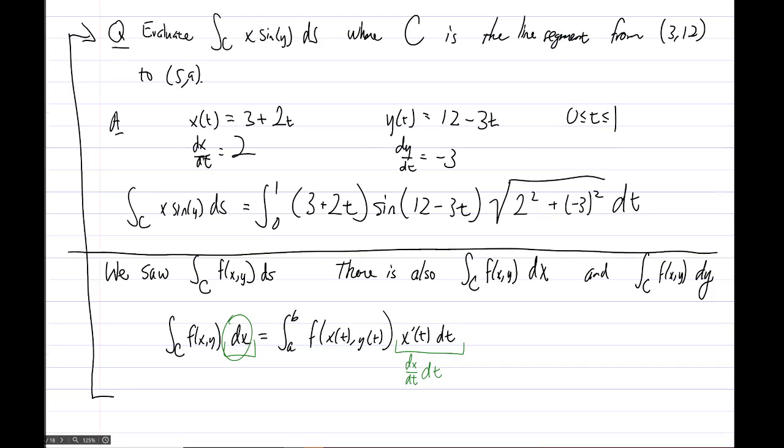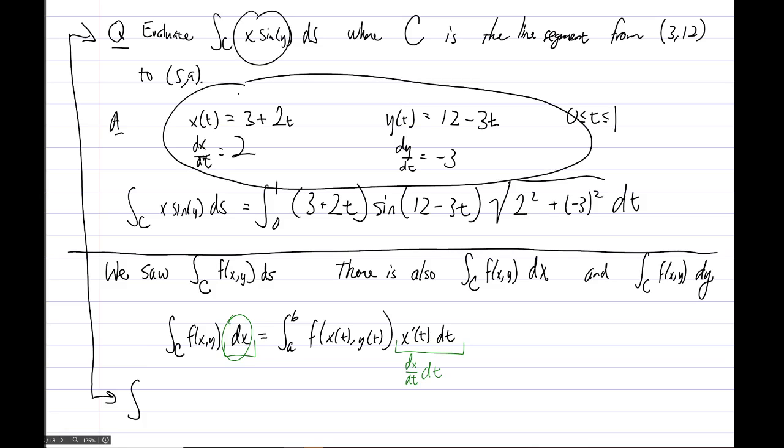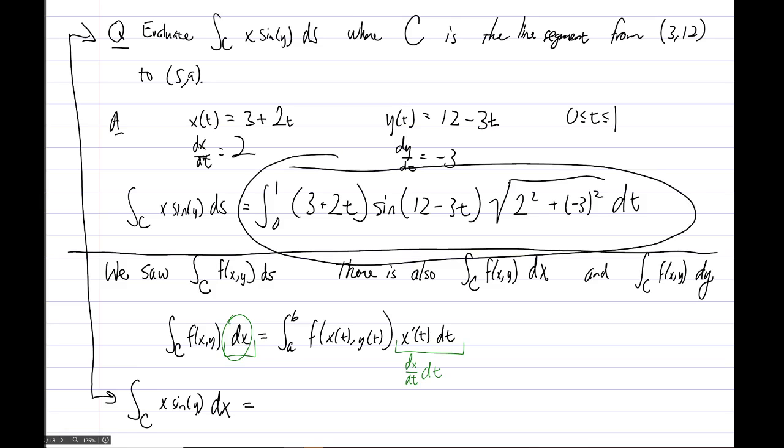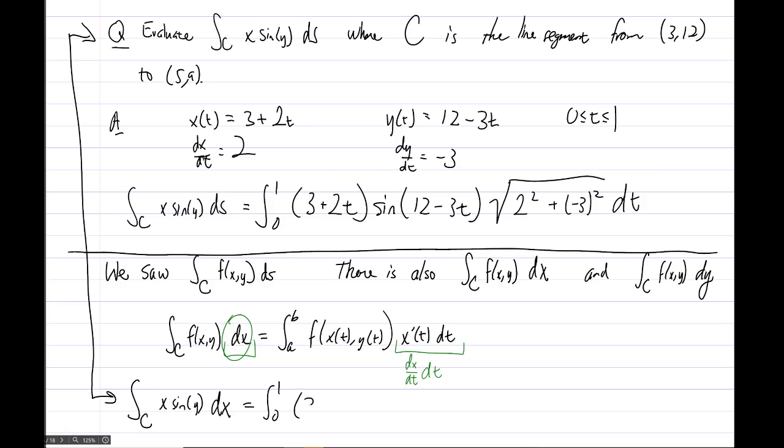So, a follow up. Same general setup, same function, same parameterization, all the same stuff. But the integral over the curve c of x times sine of y, not ds anymore, but now dx, is going to be equal to all the same stuff, basically. We're going to copy most of what's there. Integral 0 to 1 of quantity 3 plus 2t times sine of 12 minus 3t. That much is all the same, but that's where the sameness stops, because that was ds. Now we need a replacement for dx.